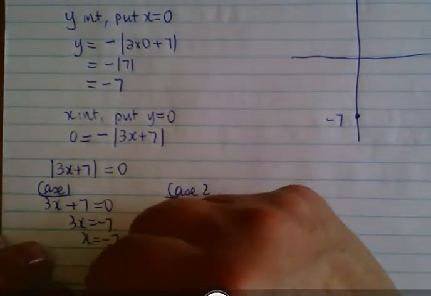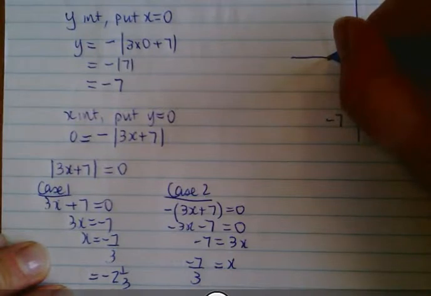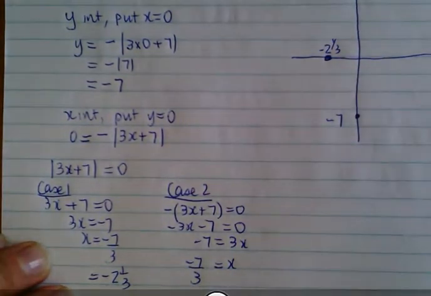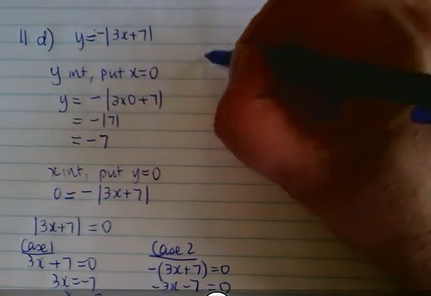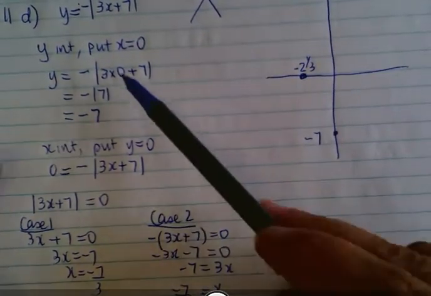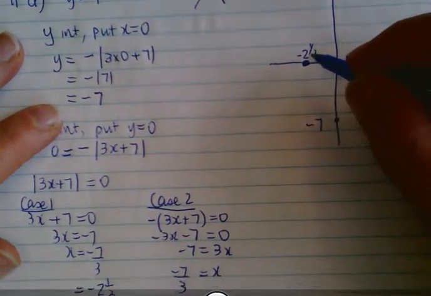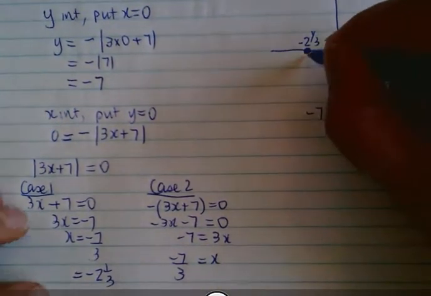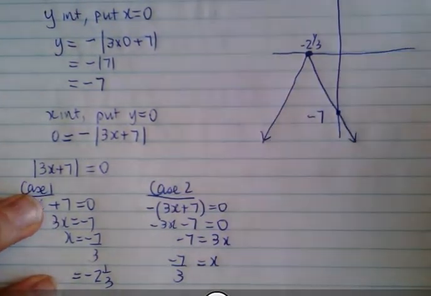So that's actually negative 2 1/3 approximately. So I'm just going to put it roughly here. I'm not going to plot all the points. Now, let's look at the function. It's a negative absolute value function, so it'll look like that. And so from what we've got, that the y-intercept is negative 7 and the x-intercept is negative 2 1/3, we can sketch this here.